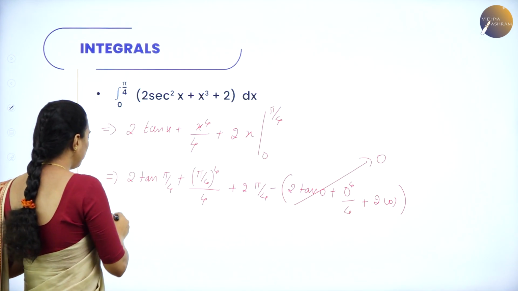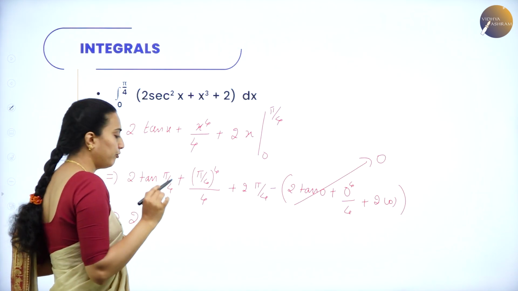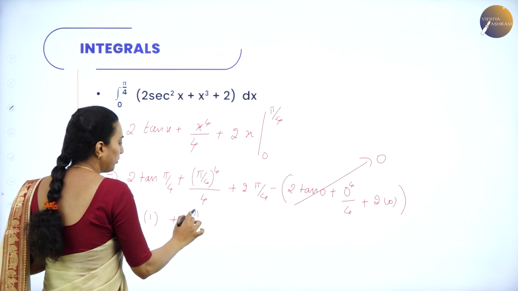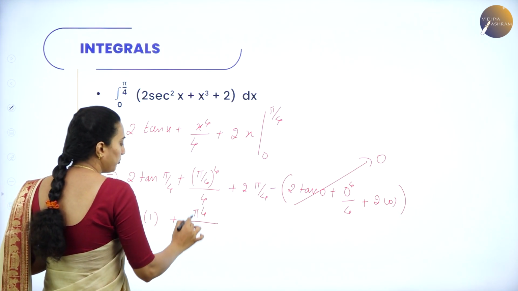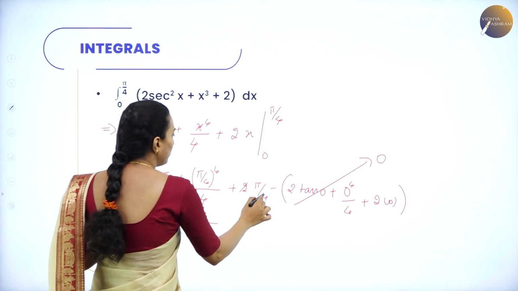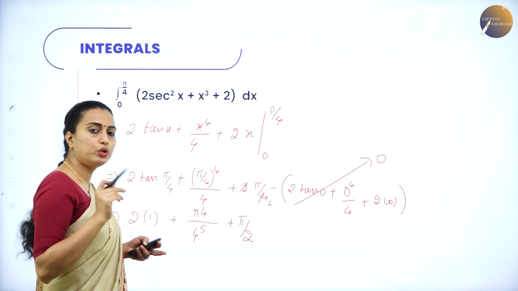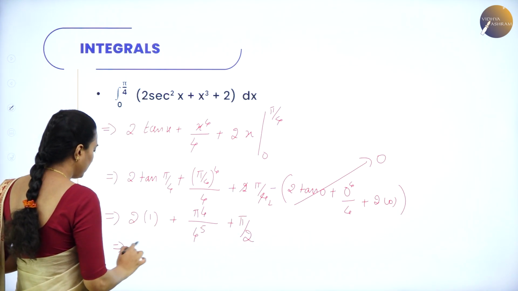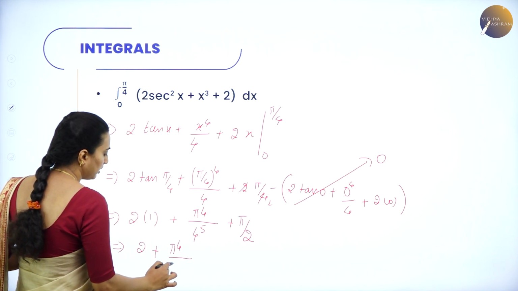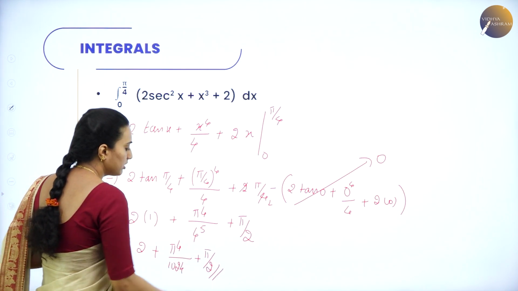Now you can have your simplification. 2 into tan pi by 4, which is tan 45 degree, and tan 45 degree is 1, so 2 into 1, plus pi to the power of 4 divided by 4 to the power of 4, which comes to the denominator and becomes 4 to the power of 5. Now 2 ones are 2, 2 twos are plus pi by 2. So 2 into 1 is nothing but 2. 2 plus pi to the power of 4 over 4 to the power of 5, which is nothing but 1024, plus pi by 2. And this is your final answer.